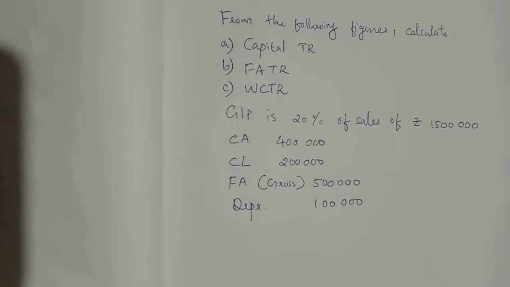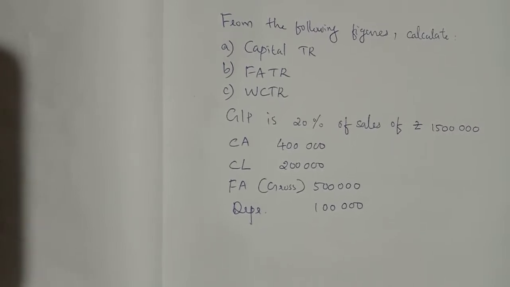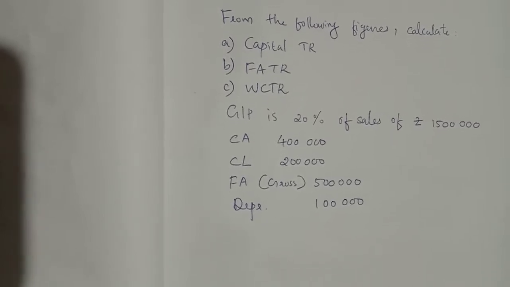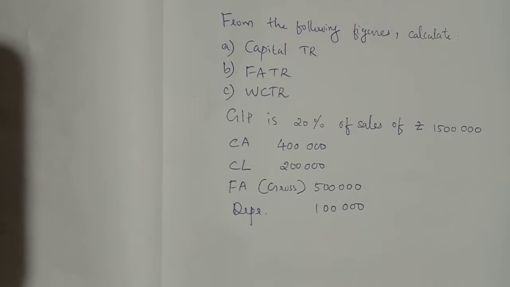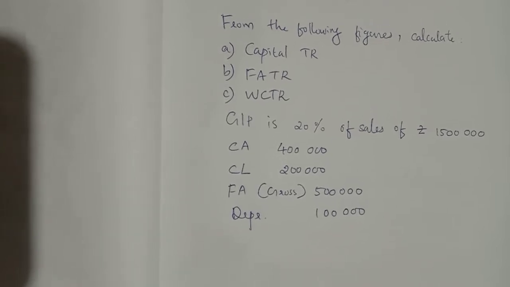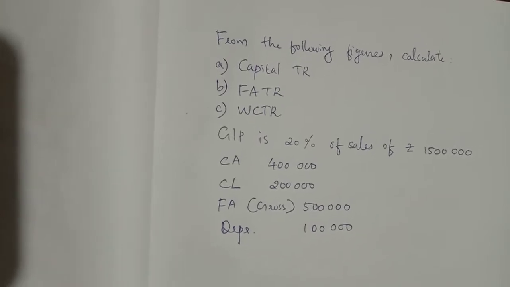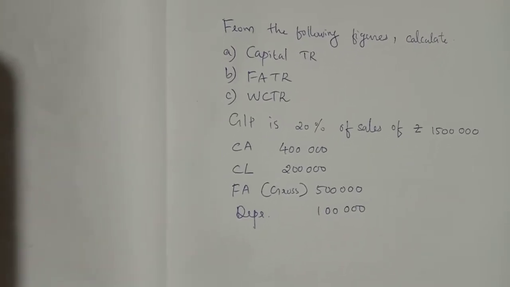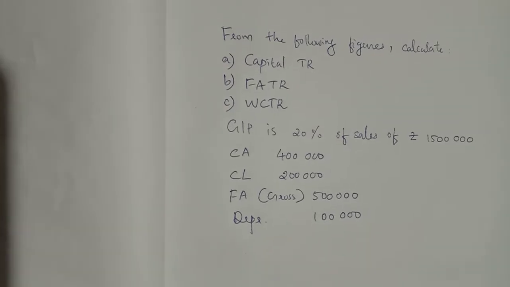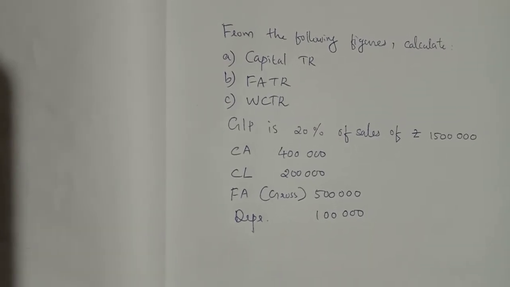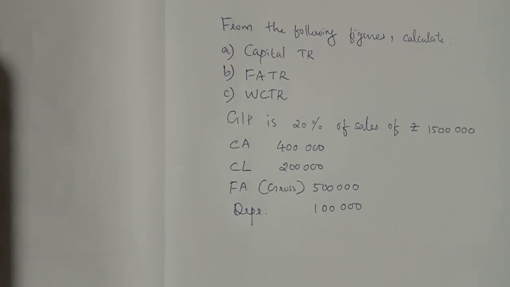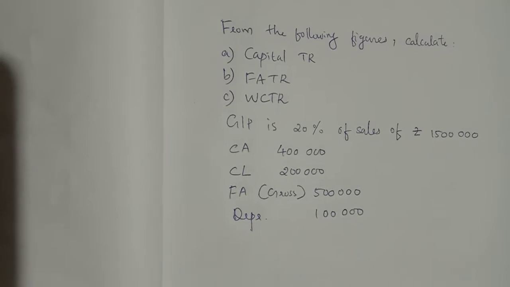Gross profit is 20% of sales of rupees 15 lakhs. Current assets rupees 4 lakhs, current liabilities 2 lakhs, fixed assets gross 5 lakhs, depreciation rupees 1 lakh. Last day we learned how to compute turnover ratios, especially these three ratios, right? So we can move to the solution of this problem. This was a paragraph question.